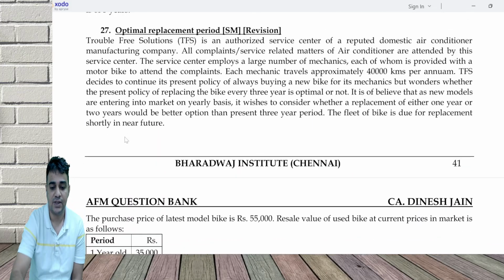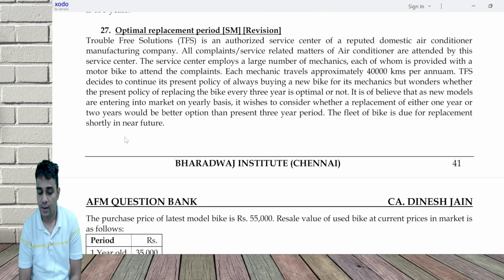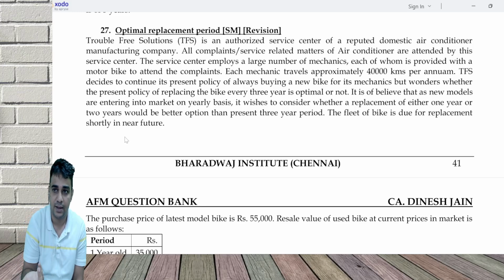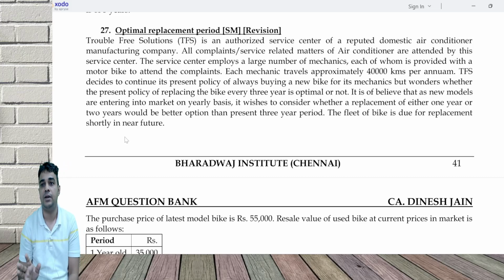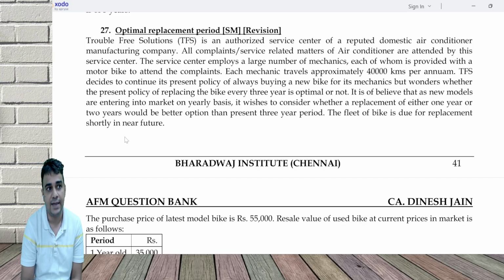Tell me, 27, which category? It falls under the third category, which is deciding the optimum life. At home, try one of the third ones, 26 or 27. I don't see any major learning. ICA study material questions are there. That's why I've kept it here. Otherwise, I would have removed it also. These are ICA study material questions.